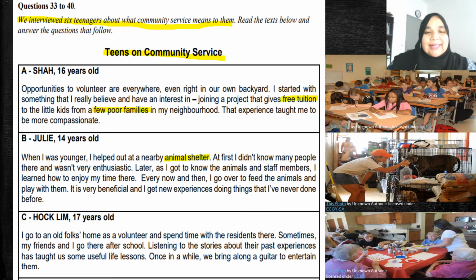Alright, 3. Let's see. Hotling, 17 years old. I go to an old folks' home as a volunteer and spend time with the residents there. Sometimes my friend and I go there after school. Listening to the stories about their past experiences has taught us some useful life lessons. Once in a while, we bring along a guitar to entertain them. Okay, this is the first 3 of the interview excerpts from 6 altogether.